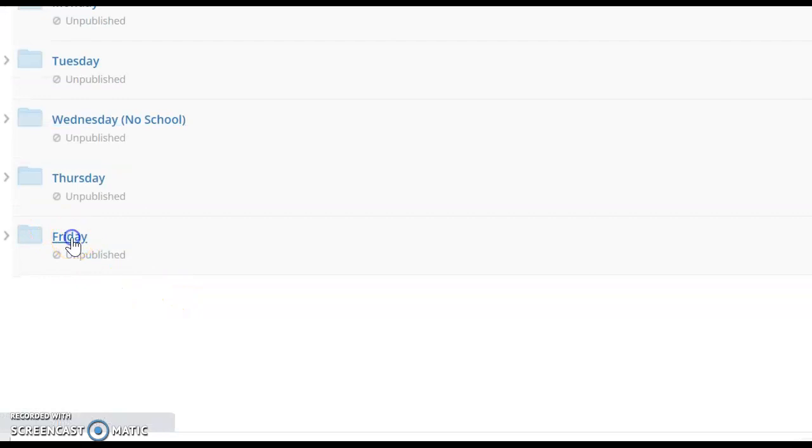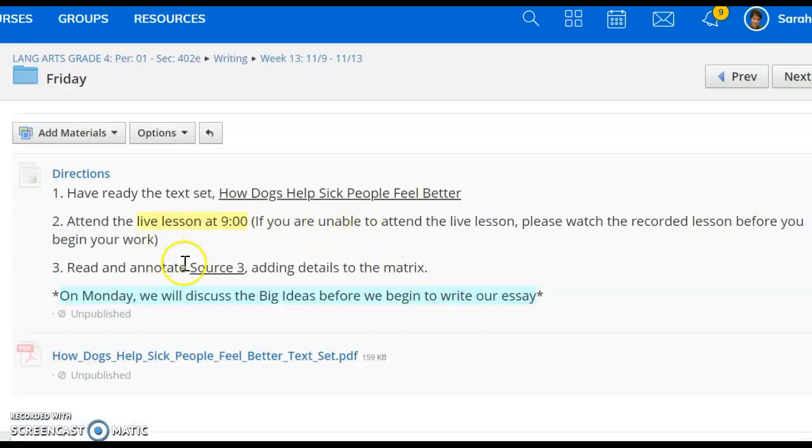Finally, on source three, you've probably guessed it, you do have three articles this week. So we will discuss source two during our live lesson. And after that live lesson, you are going to code and record your thinking for source three and add those details to your matrix.